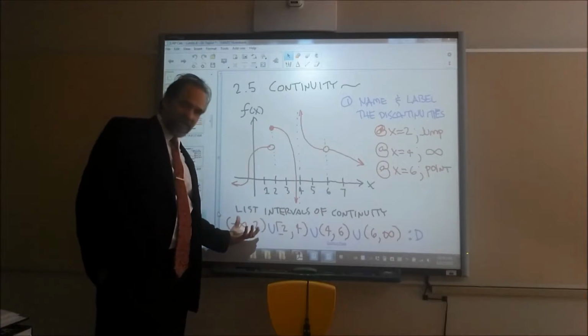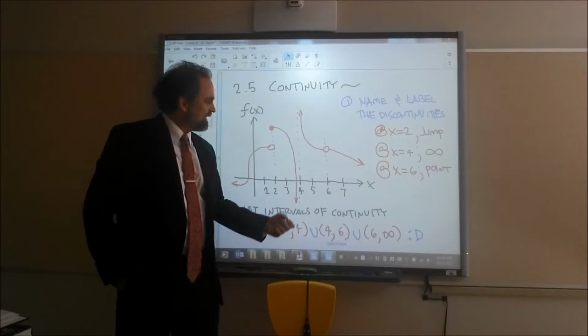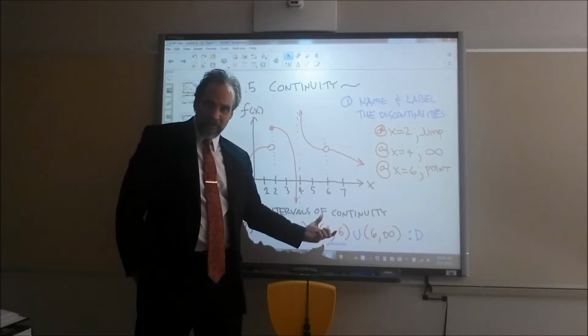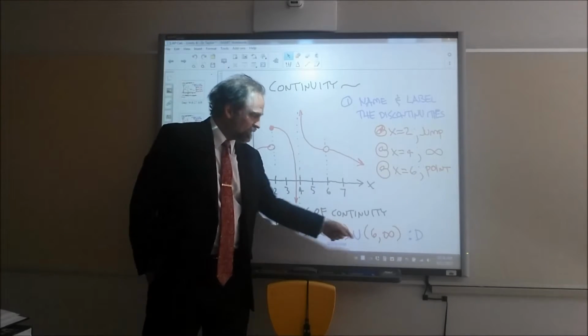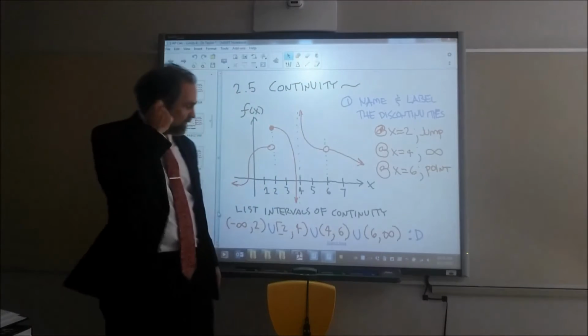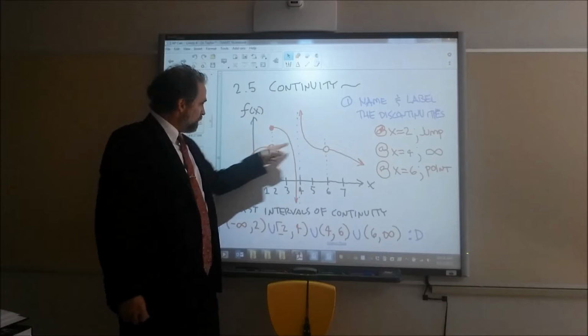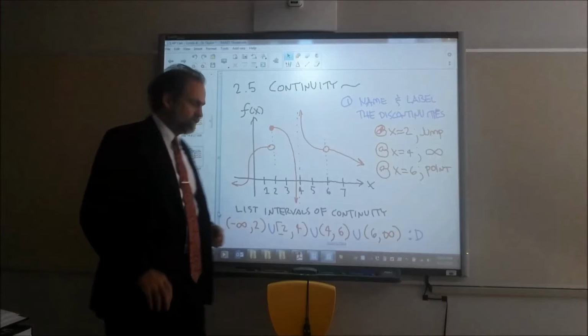Because it's continuous over this domain. It's continuous over these x inputs, which is the domain. That x input doesn't work, but here it does. Continuous, discontinuous. How many discontinuities are there? 1, 2, 3. Simple as that. Okay?